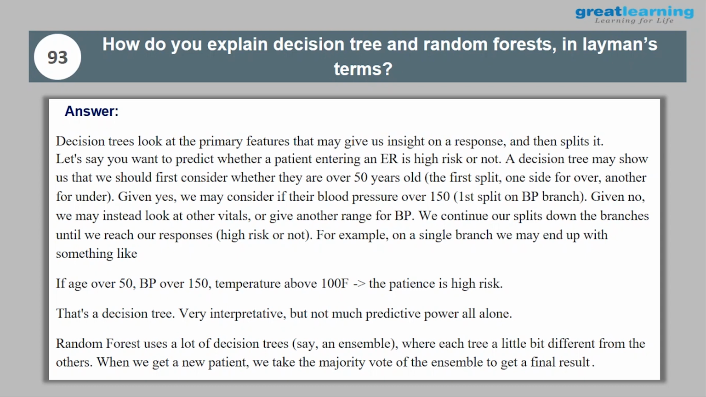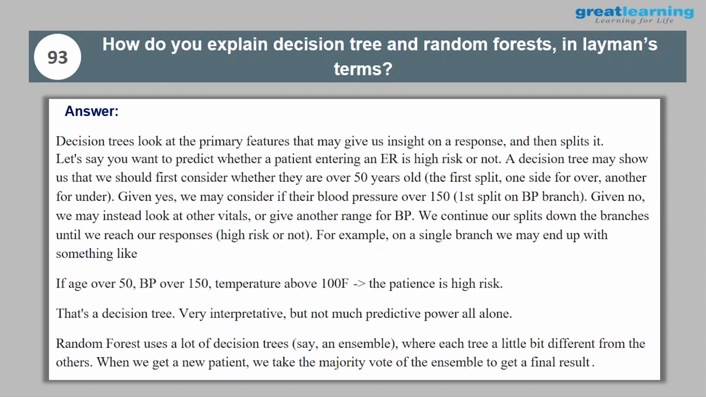Given yes, we may consider if their blood pressure is over 150, the next split on BP branch. Given no, we may instead look at the other vitals or give another range of BP. We continue our split down the branches until we reach our responses, high risk or not. For example, on a single branch, we may end up with something like: if age over 50, BP over 150, temperature above 100 Fahrenheit, then the patient is high risk. That's a decision tree, very interpretable but not much predictive power all alone.